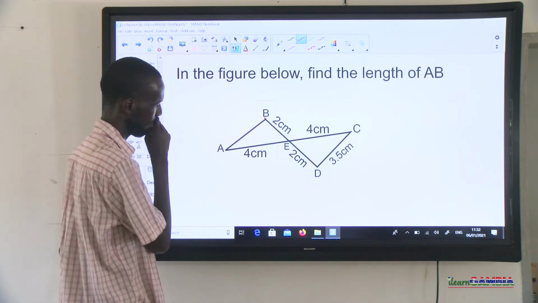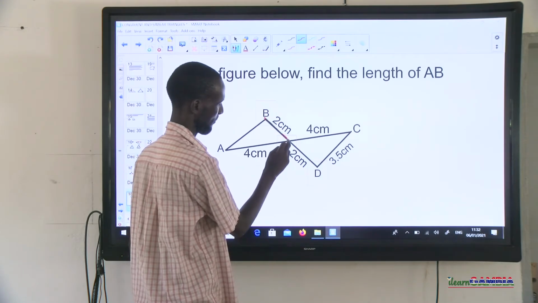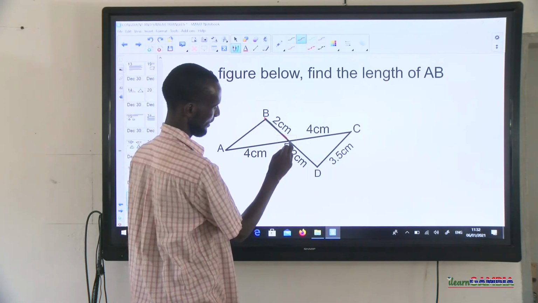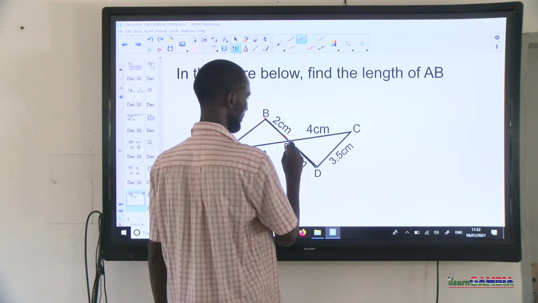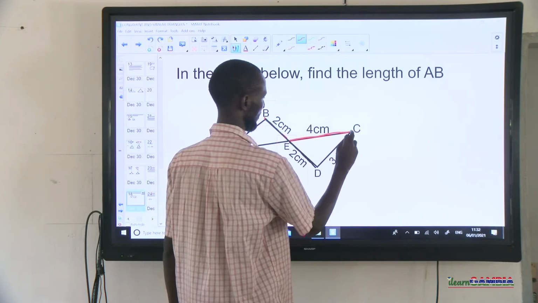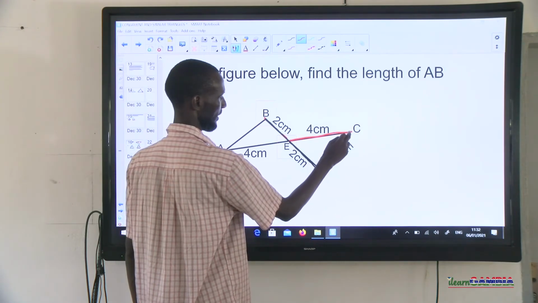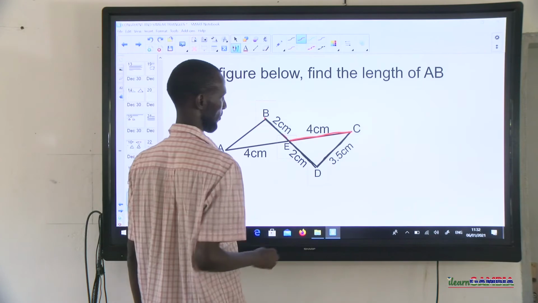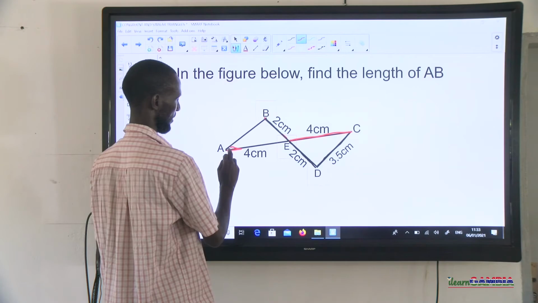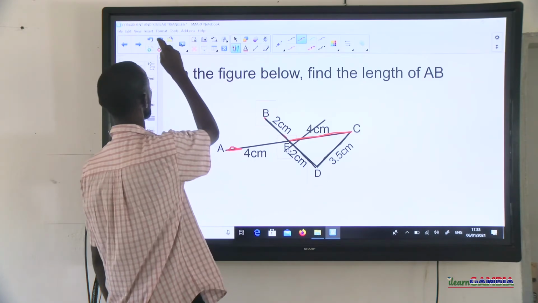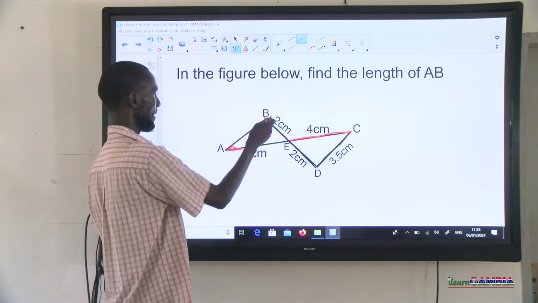And if you observe carefully, we see clearly that BE here is 2 centimeters. Also, ED or DE right here is also 2 centimeters. Okay? Then EC right here is 4 centimeters. Likewise, DC or CD here is 3.5 centimeters. And we have our AE here, AE as 4 centimeters. Okay? Then we are required to find AB.